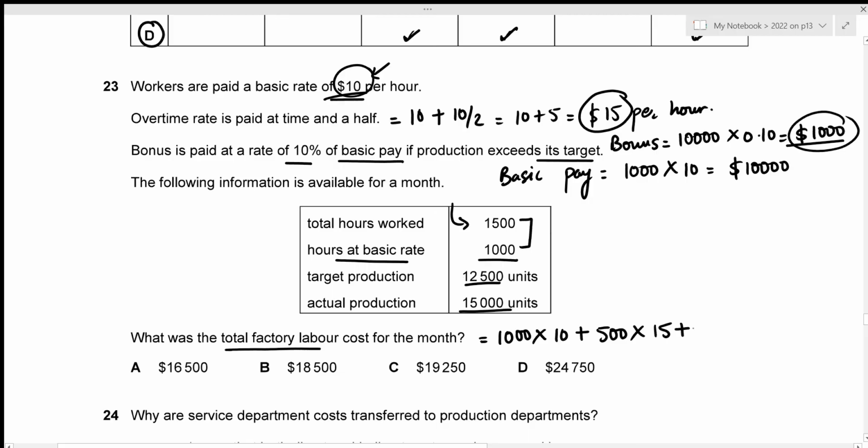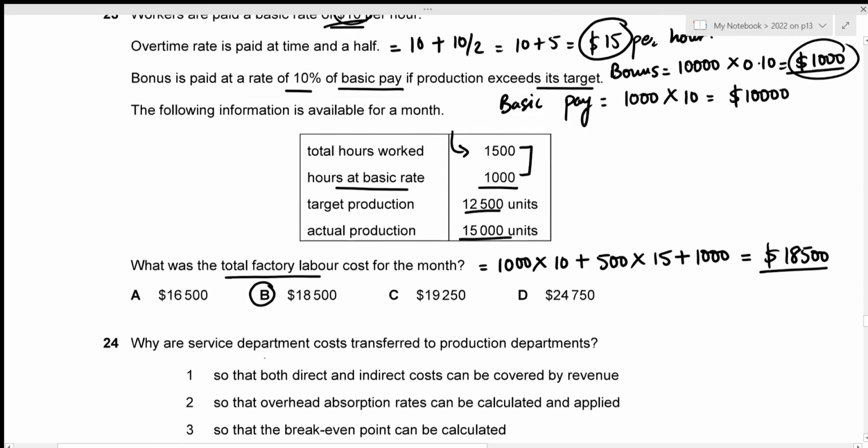So that's another 1000. Alright, so the total factory labor cost for the month is going to be 1000 times 10 plus 500 times 15 plus 1000, which results in the value of 18,500. This is the correct answer, which is given in option B. This concludes question number 23. We can now move towards question number 24.